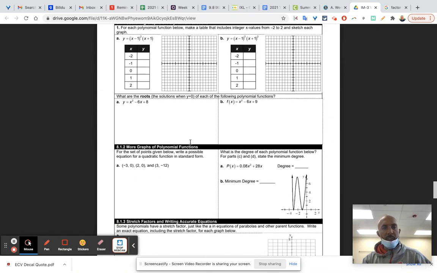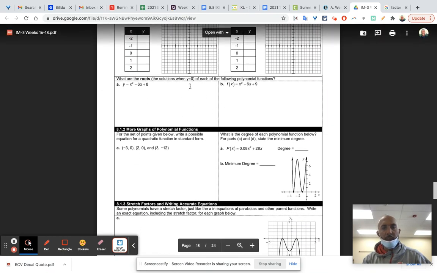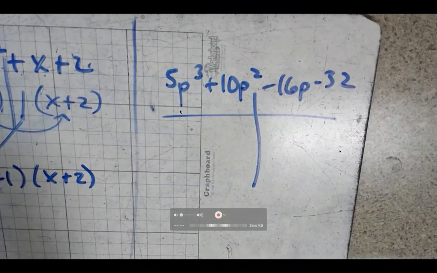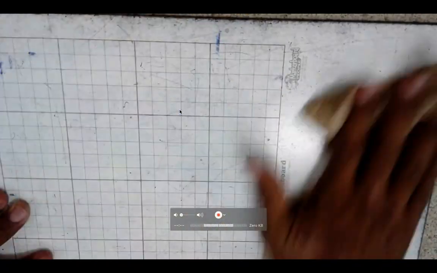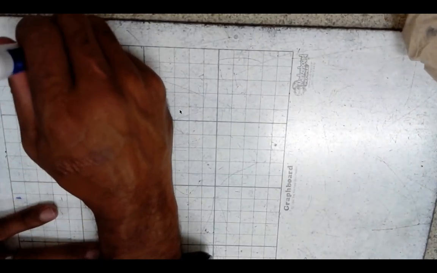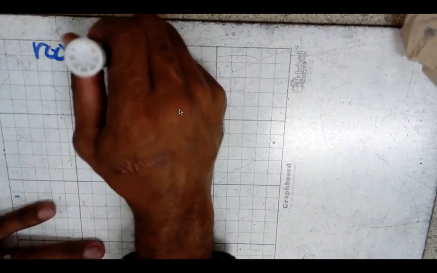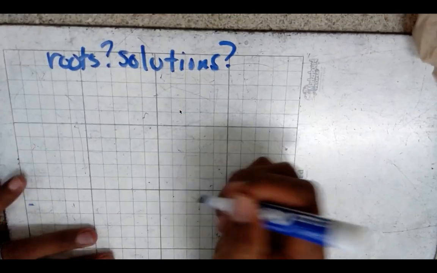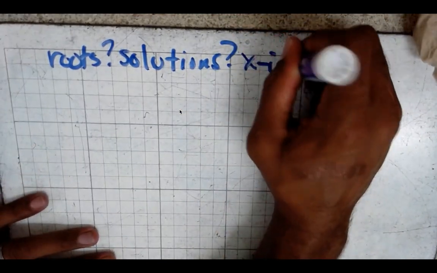Okay, next thing we're going to focus on is this last page here. We're going to focus on what are the roots here and creating an accurate equation. Okay, so if I have a problem that says find the roots, or it could be solutions, okay? Or it could be the x-intercepts. What are they?